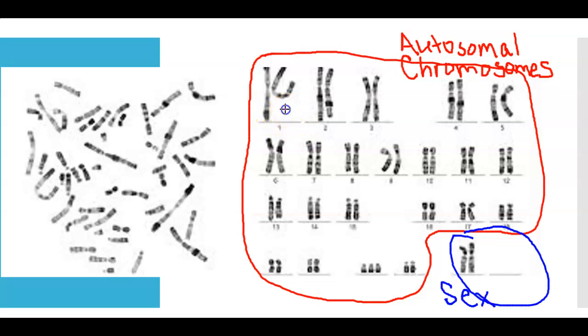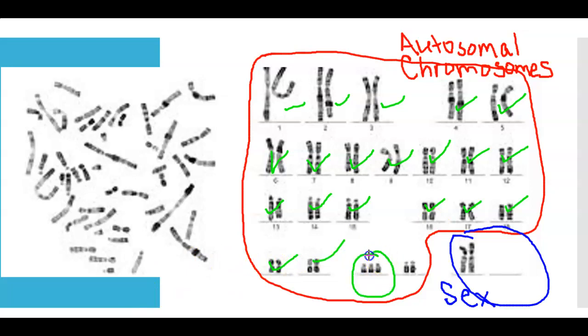Are there 2 number 1s? Yep, check. Are there 2 number 2s? Yep. 2 number 3s, 2 number 4s, 2 number 5s, 2 number 6s, 7, 8, 9, 10, 11. Everything's looking pretty normal so far. 2 13s, 14, 15, 16, 17, 18, 19, 20.